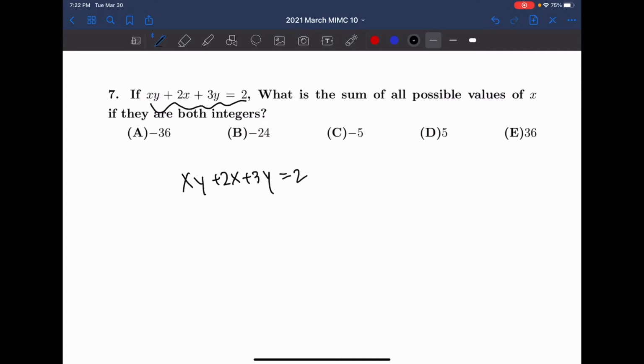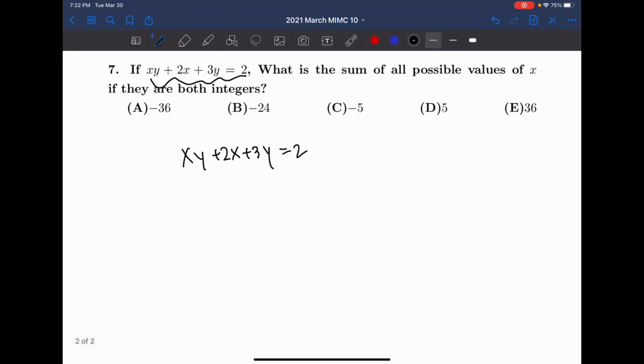equation using Simon's favorite factoring trick. If you don't know that trick, I can teach you right here. We'll go slowly, and if you already know this trick, you can skip this video. Skip to like 1 minute later.